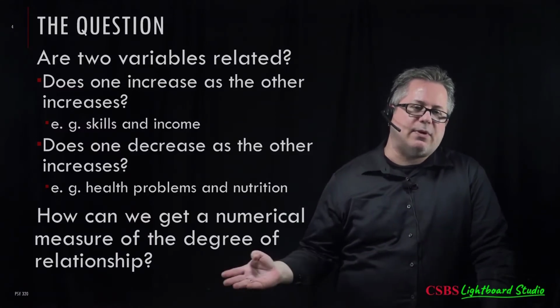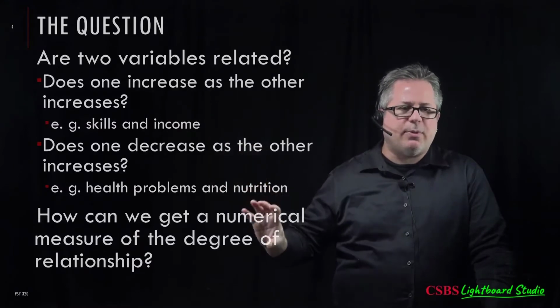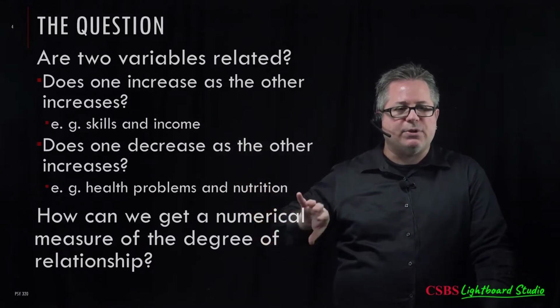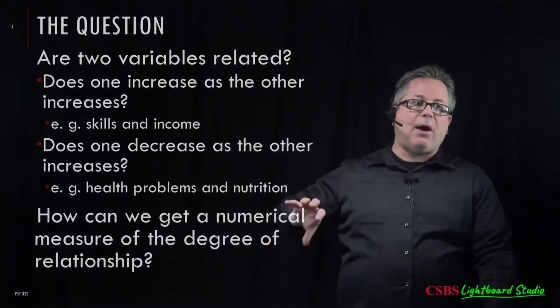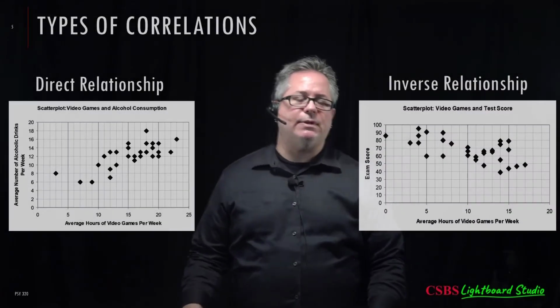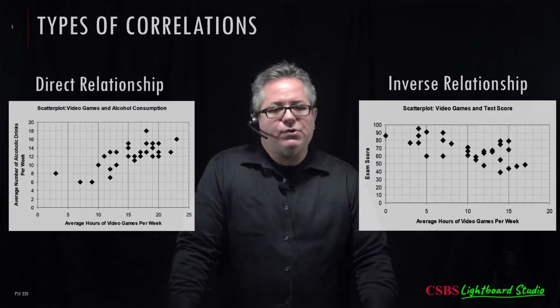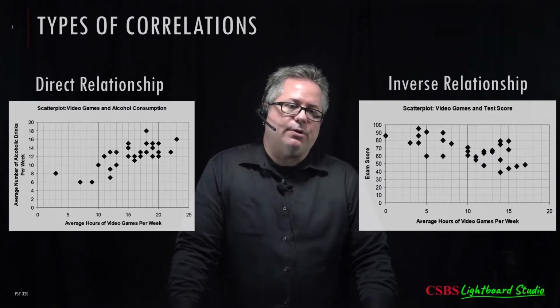And then another thing is how can we get a numerical measure? I want to know, yes, that they're related, but I also want to be able to measure, to quantify how much they relate and in which direction. So we have two different types of correlations. I mentioned this a second ago. There's a direct relationship versus an inverse relationship.